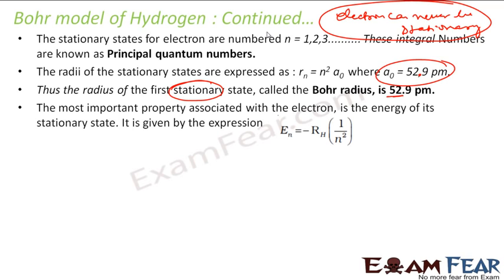And the most important property of the electron is its energy. He also gave the formula for the energy of its stationary state. That is, E is nothing but minus RH by n square. That's the energy of an electron in a particular orbit. So you get a lot of formulas to find the momentum, radii, and energy, but still the orbit concept is wrong.